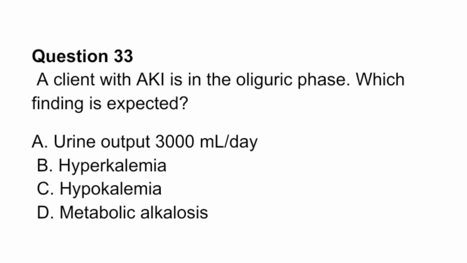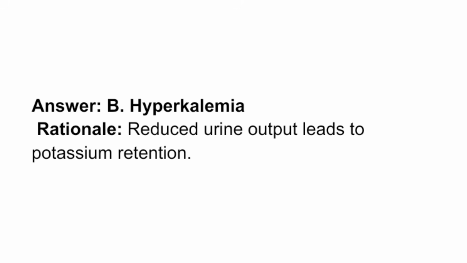Question 33. A client with AKI is in the oliguric phase. Which finding is expected? A. Urine output 3,000 milliliters per day. B. Hyperkalemia. C. Hypokalemia. D. Metabolic alkalosis. Answer: B. Hyperkalemia. Rationale: reduced urine output leads to potassium retention.